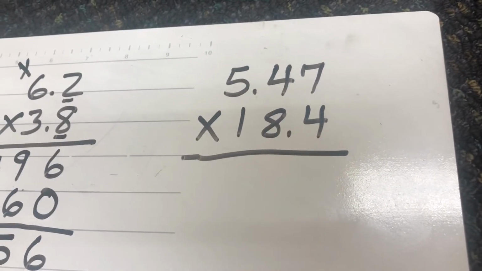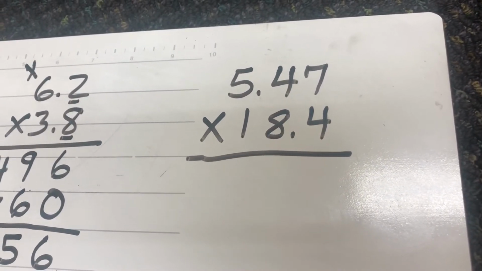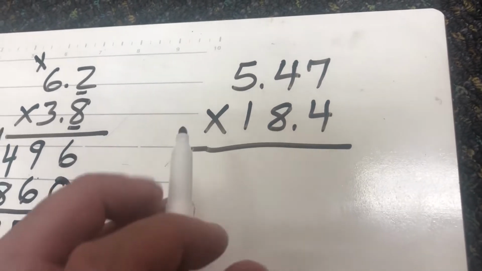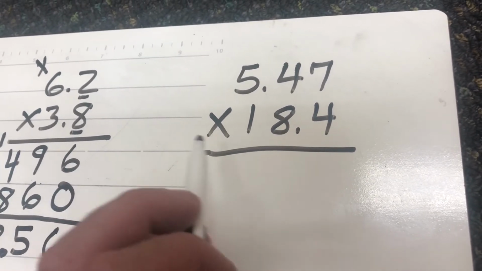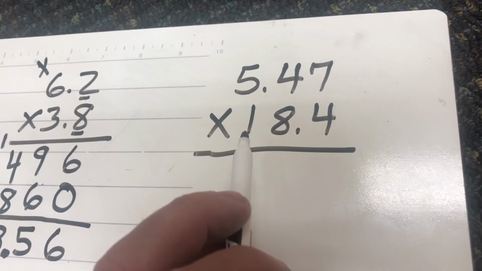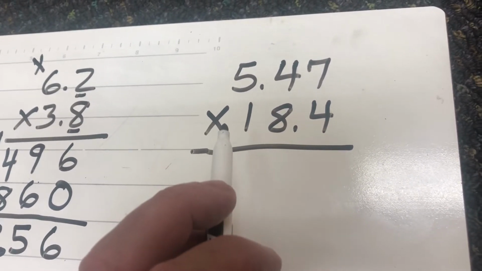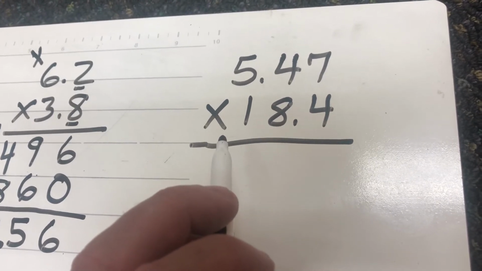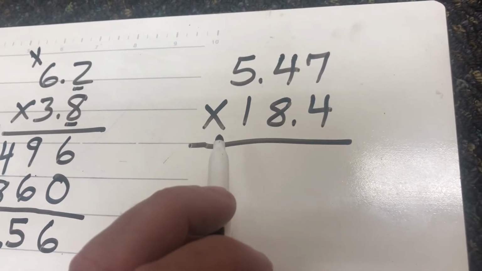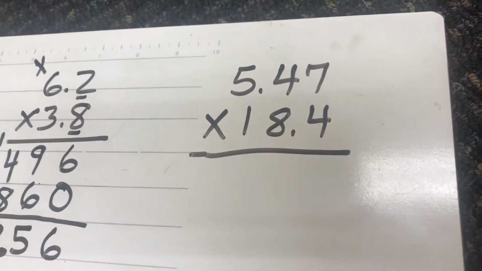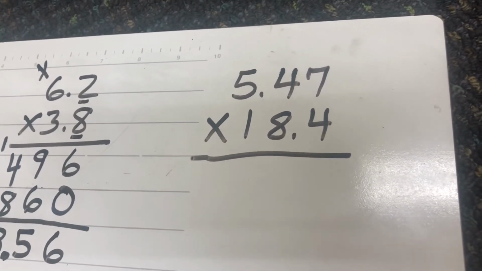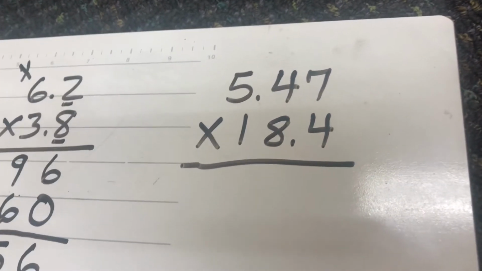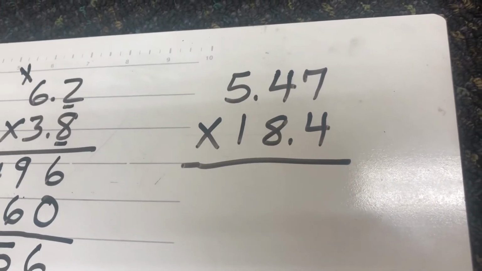Last one for this video, 5 and 47/100 times 18 and 4/10. Remember what we talked about before. When we multiply decimals, the decimals do not need to be lined up. Adding and subtracting, they need to be lined up, but in multiplication, they do not. All I have to remember is that important rule. However many digits come after the decimal in the problem, that's how many digits need to come after the decimal in the product. I'm going to treat this just like 547 times 184.